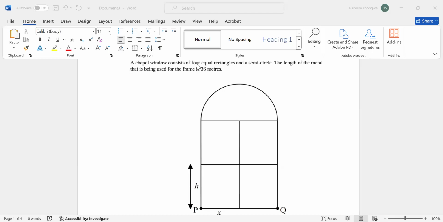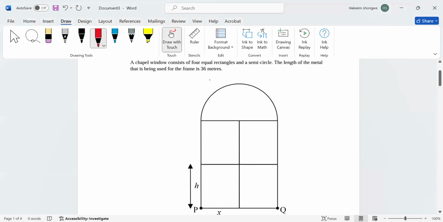A chapel window consisting of 4 equal rectangles and a semicircle. So we have 1, 2, 3, 4 rectangles. The length of the metal that is being used for the frame is 36 meters. So this thing here, guys, all in all, they are saying you have 36 meters to make this thing here. How you structure it doesn't matter. They are just telling you that all in all, you have 36 meters to work with.